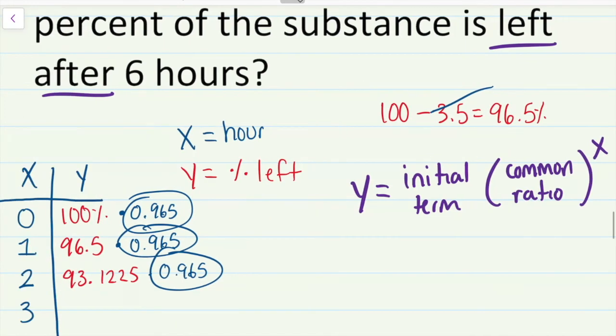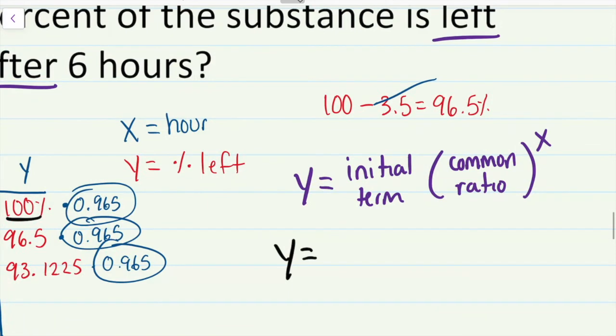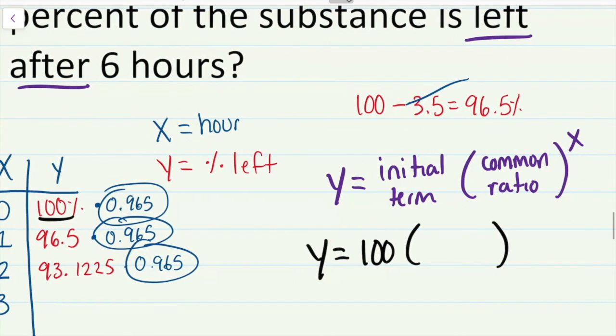And well, we know a couple of things already. Don't we know our initial term? Our initial term was actually 100%, wasn't it? So we know it's 100. Do we already know what we're multiplying over and over? Yes, we do. 0.965 to the power of x. We got a nice little formula to solve this.